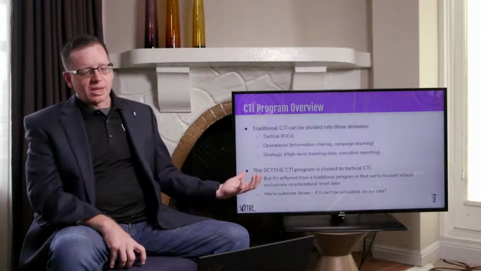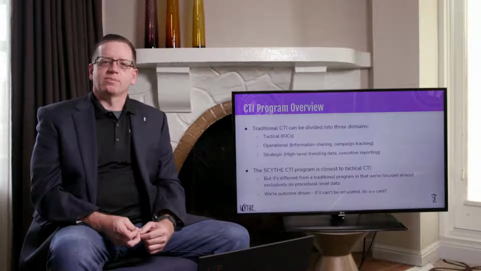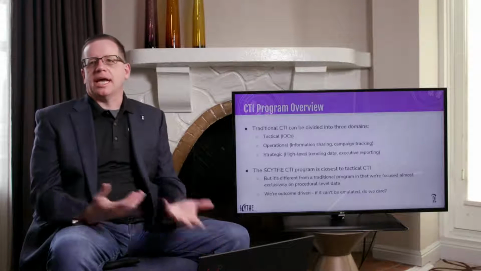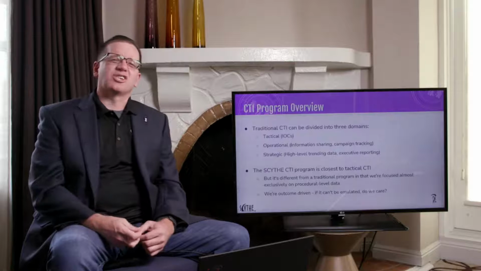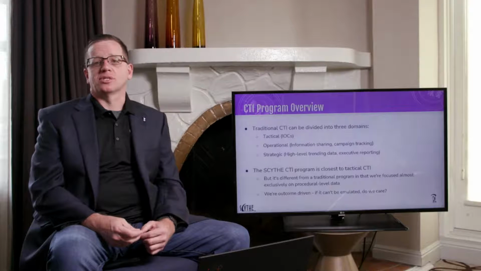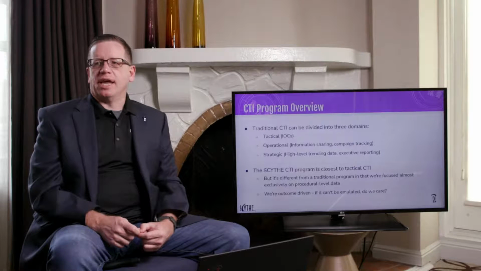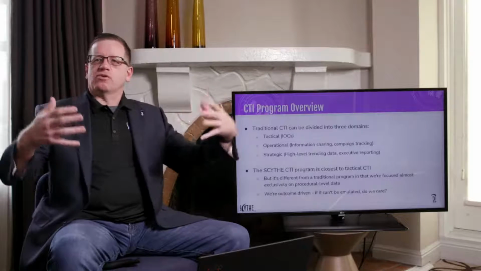So very quickly, as we talk about CTI, traditional CTI can really be broken down to 3 focus areas, right? Tactical, operational, and strategic. Tactical is a lot of indicators of compromise, IOCs, and a lot around how does the SOC, our Security Operations Center, operationalize those IOCs. The operational side, this is a lot of information sharing, campaign tracking, right? This is basically that oversight, if you will, for tactical a bit.